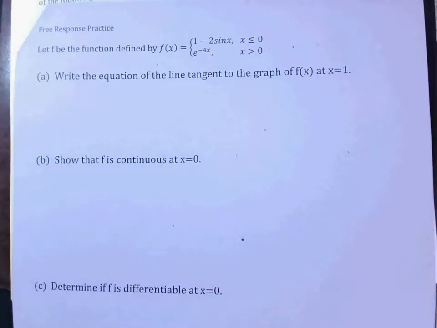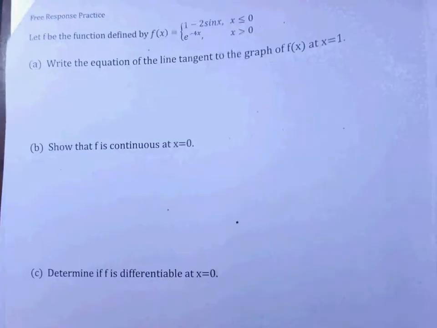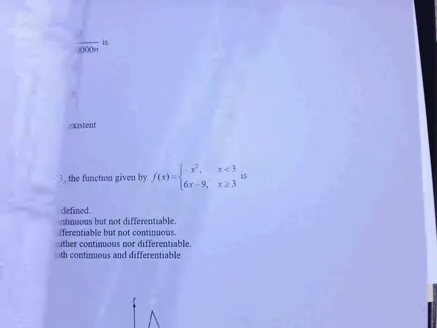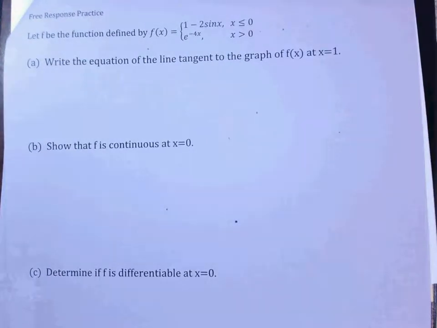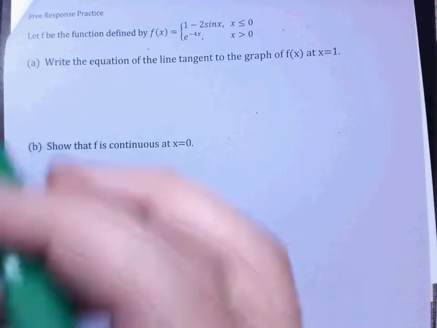Let's just do part A. We still have 3 minutes, and then I'll give you the answers for the questions at the back if you want to check. Okay, equation of a tangent line. What 2 things do you need? Okay, point and a slope.